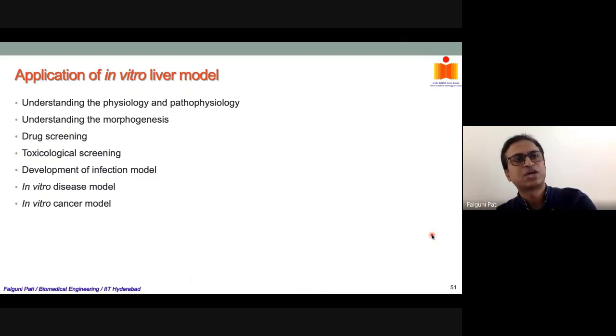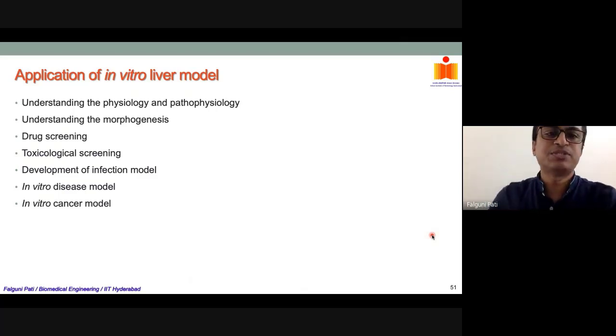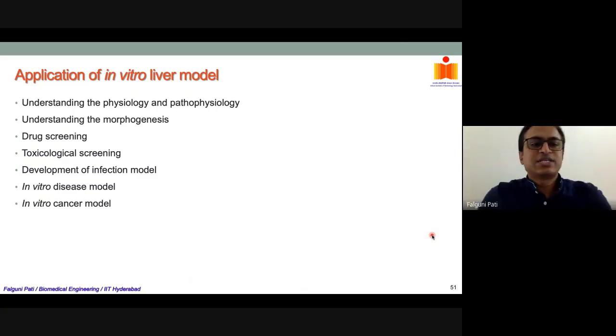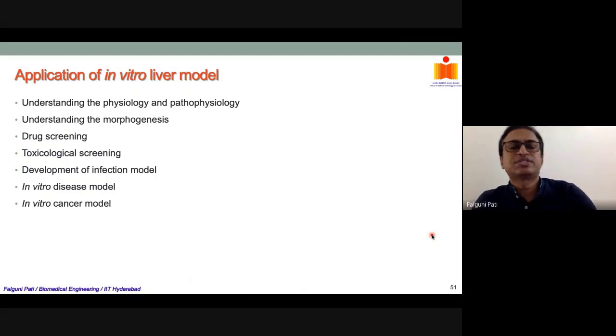Liver fibrosis is a disease that many patients have, and to develop drugs for it, we can develop this kind of liver fibrotic model, and then we can test different drugs to see whether a drug is actually effective in treating this condition or not, right? The next thing is that we can also understand the morphogenesis of this process. Drug screening, as I already said, can definitely be done with this kind of model.